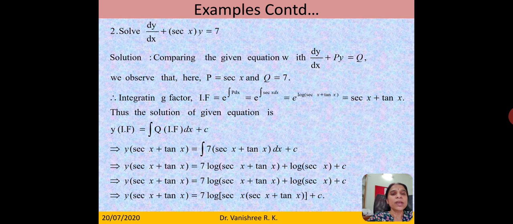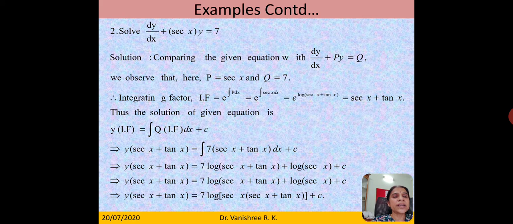The solution should be y into integrating factor is equal to integration of q into integrating factor with respect to x plus c. Since we have our integrating factor as secant x plus tan x, we can write the solution as y into secant x plus tan x is equal to integration of 7 times secant x plus tan x dx plus c. Now the remaining process is simply to perform the integration and write the final solution. So y into secant x plus tan x is equal to 7 times integration of secant x plus tan x. So 7 times secant x.